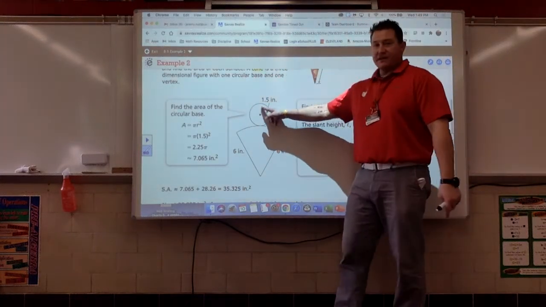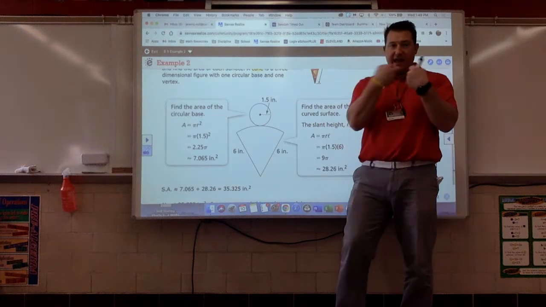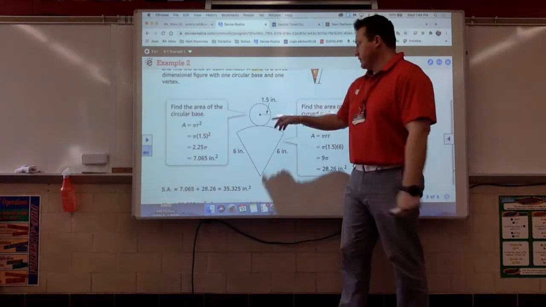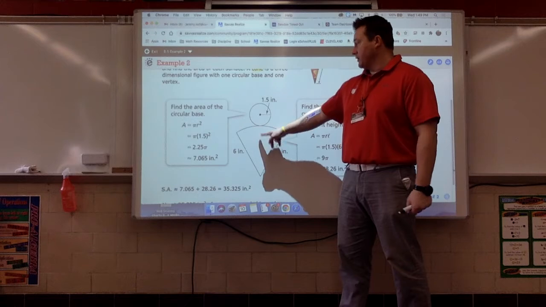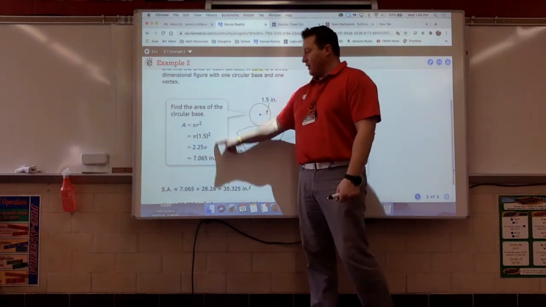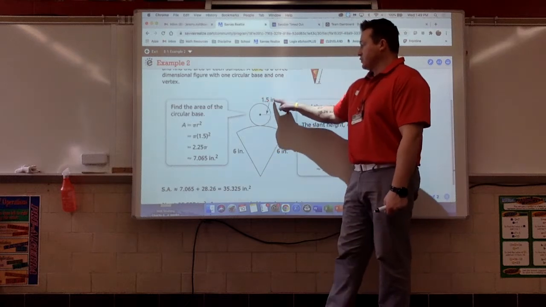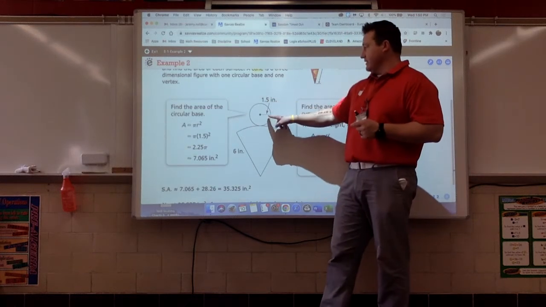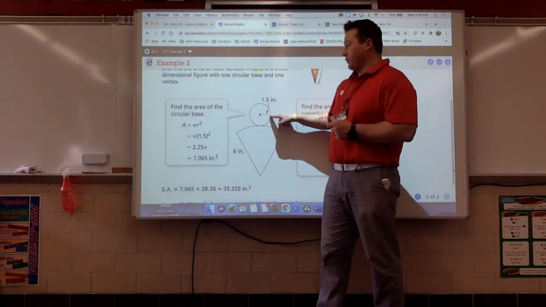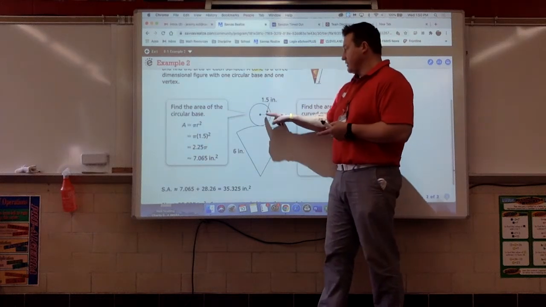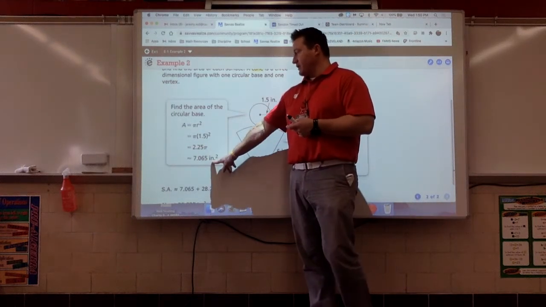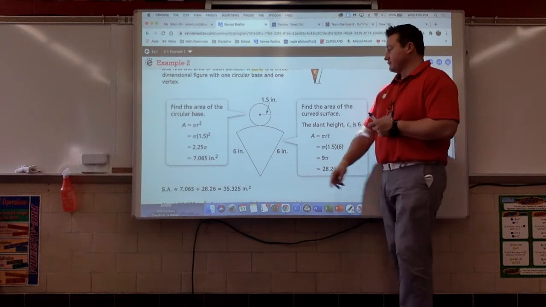I want to add this area and this area together to get surface area. So come up with a number here, add it to this one. Area of a circle. They did all that work right here, right? Area is pi times the radius squared. Is 1.5 a radius? Yes, it is, right? If they would have given me 3, that's the diameter. You have to divide it by 2. Okay? So there's their area for the circle.